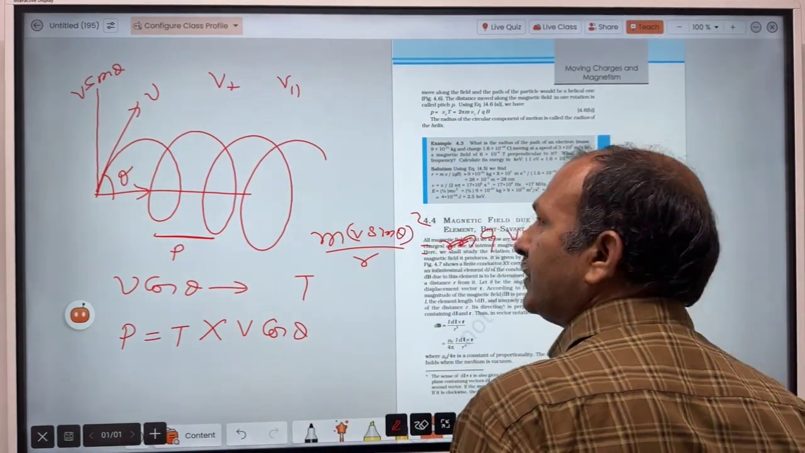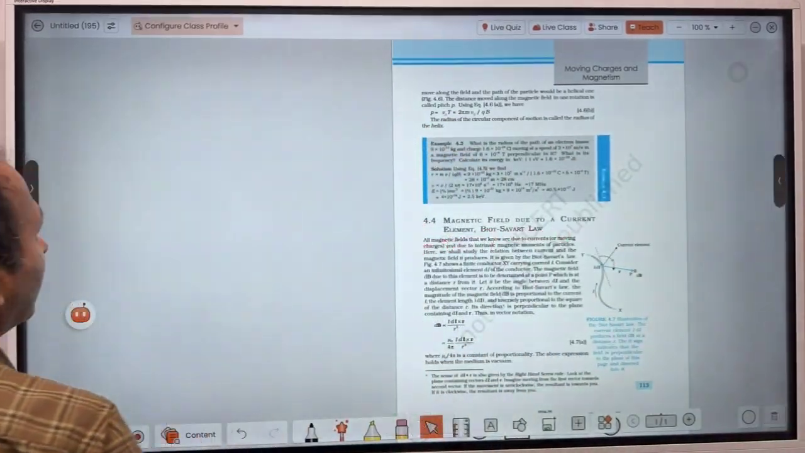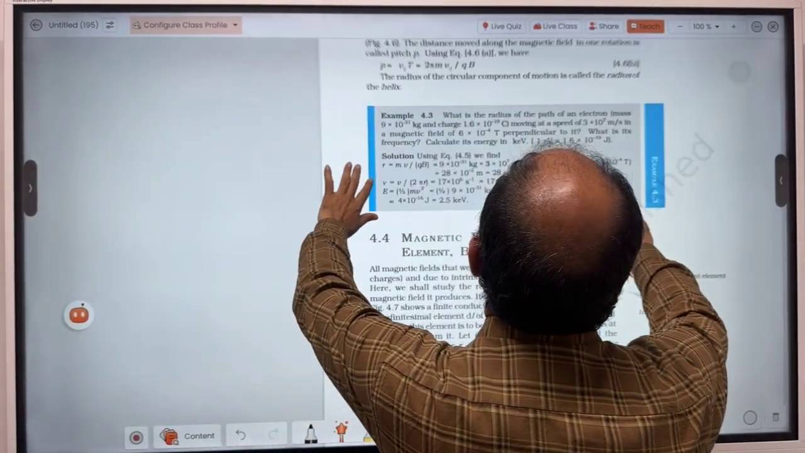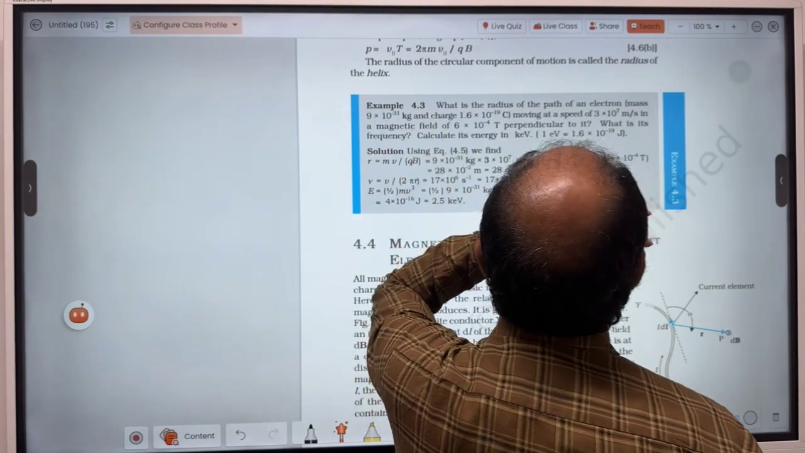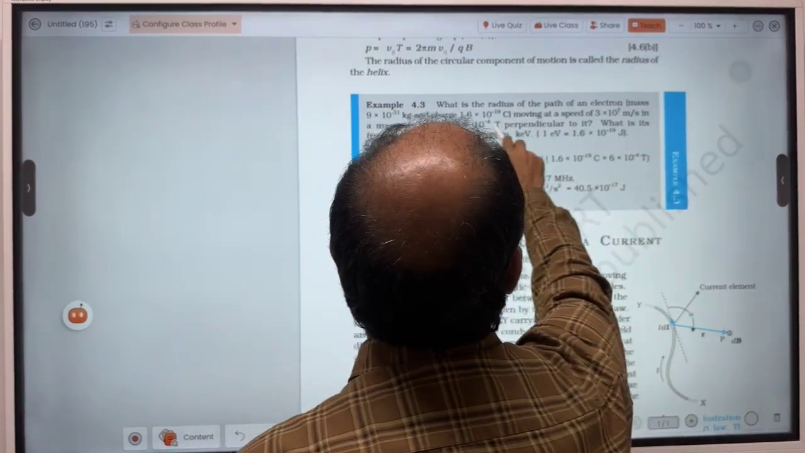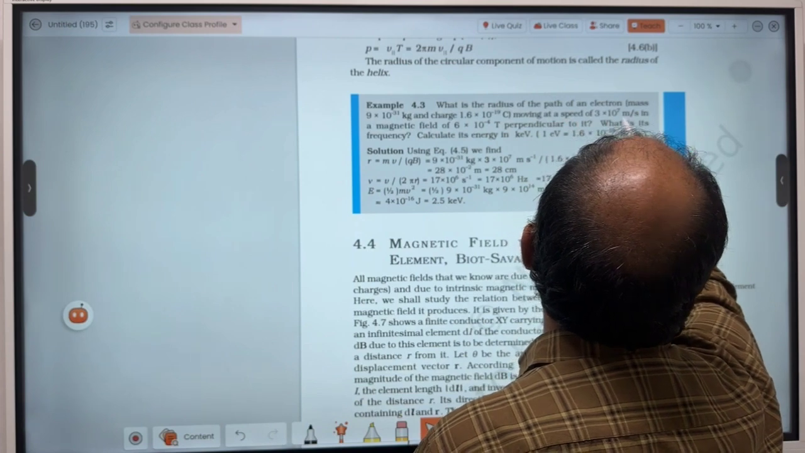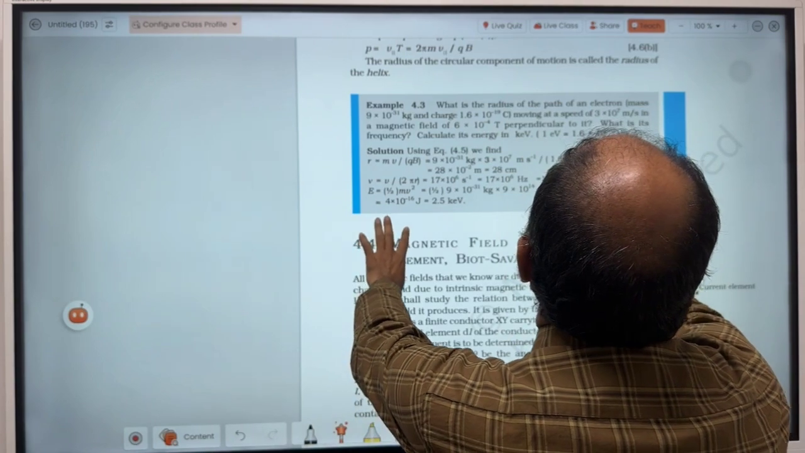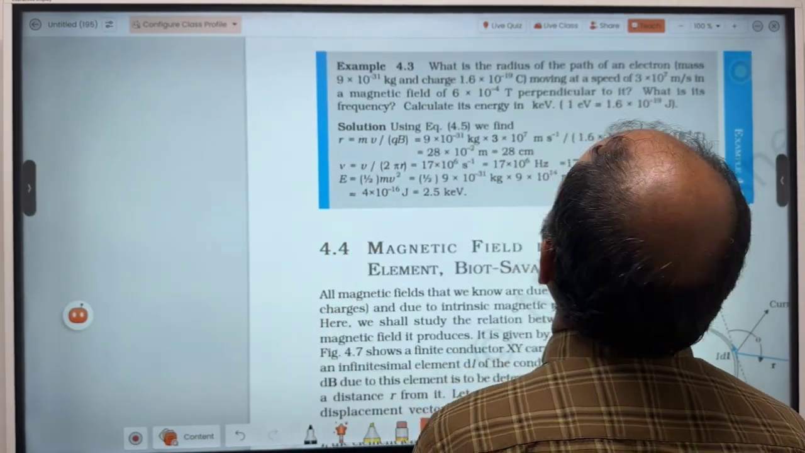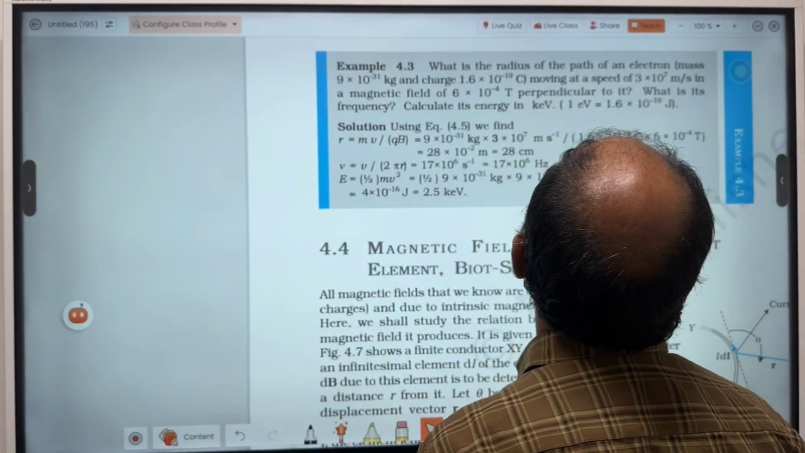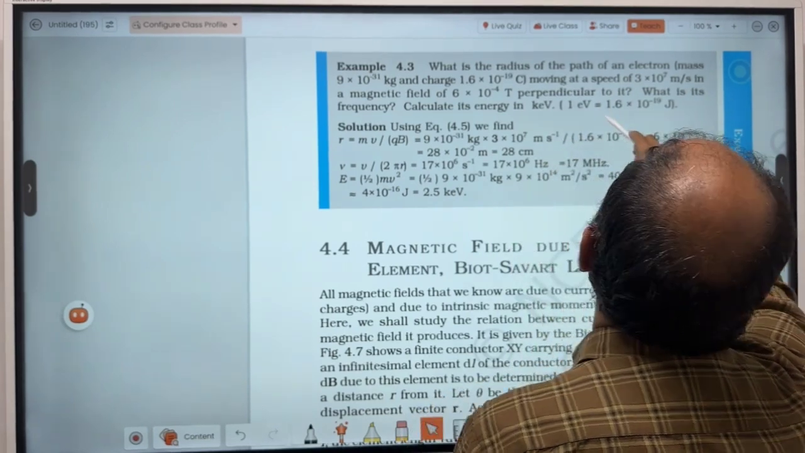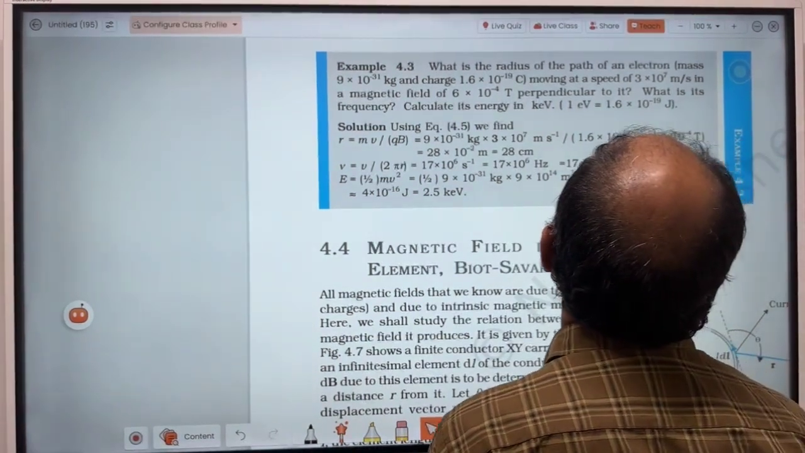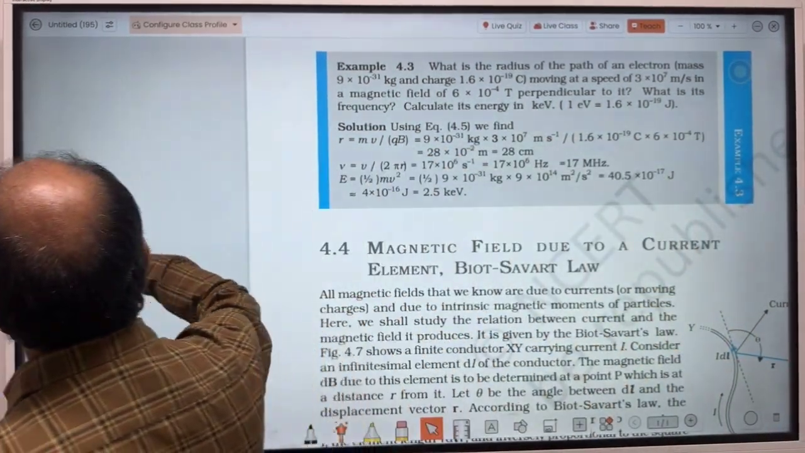So let's do one numerical based on it, in which every piece of information is given. What is the radius of the path of an electron? Mass is given, charge is given, moving at a speed of 3 into 10 power 7 meter per second in a magnetic field of 6 into 10 power minus 4 Tesla, perpendicular to it. What is its frequency? Calculate its energy in kilo electron volt, where 1 kilo electron volt is 1.6 into 10 power minus 19 joule. So let's evaluate it.